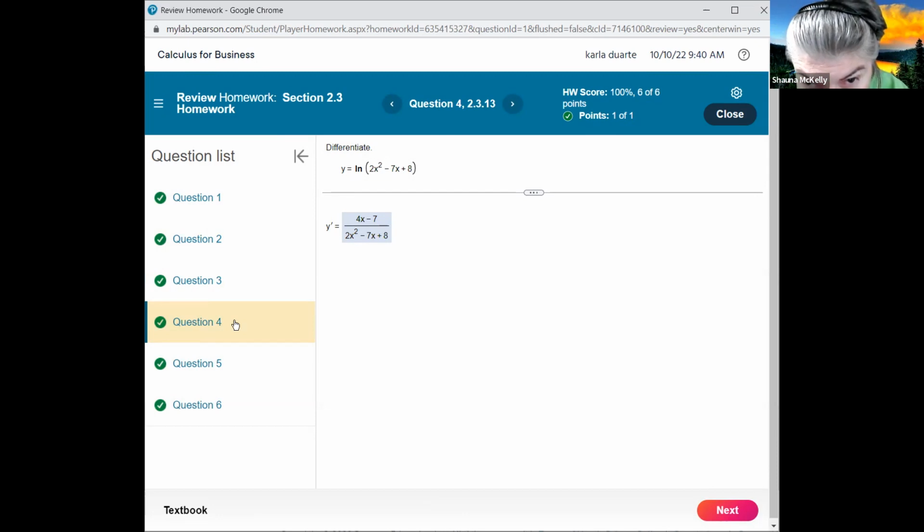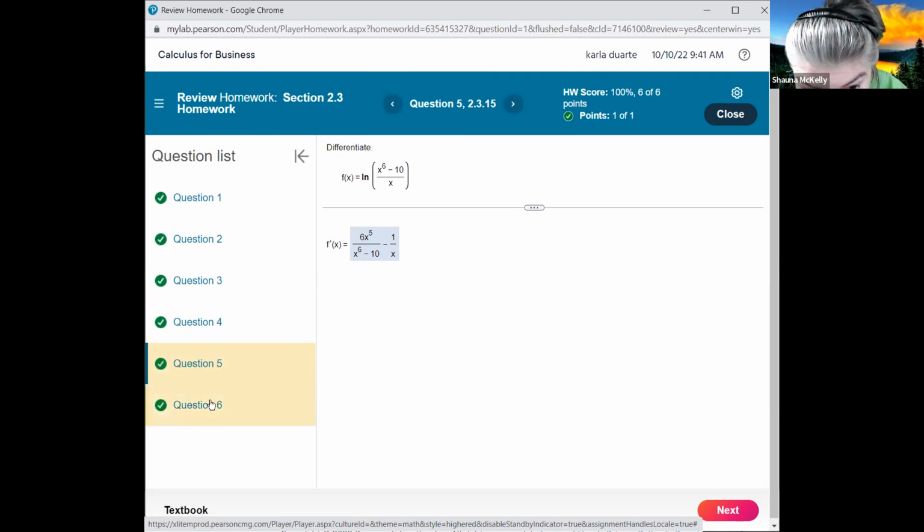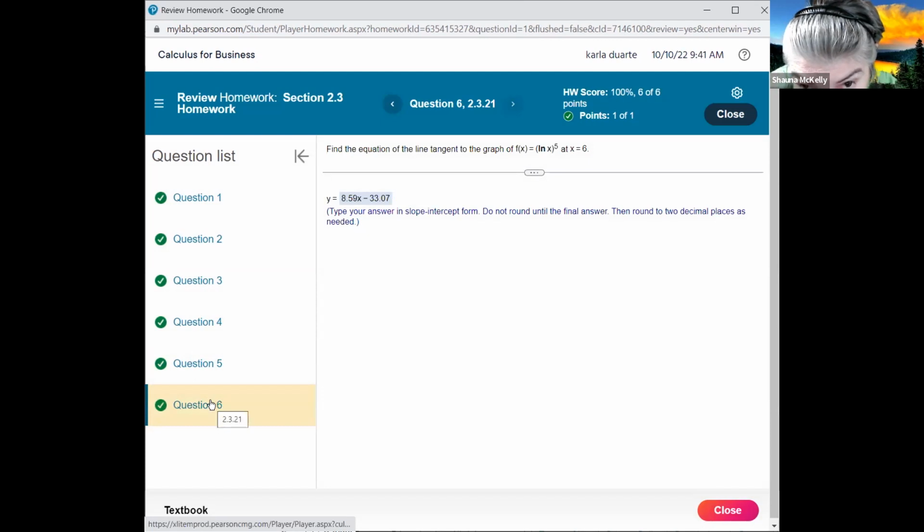Number 4, pretty straightforward, even though it doesn't look like it. Start with 1 over this amount right here. So we get this at the bottom, and then differentiate what's inside. So the derivative of 2x squared is 4x minus 7. So we got through that okay. And similarly here, this was slightly similar to that, but this was okay. This one was the humdinger of the evening, ladies and gentlemen.